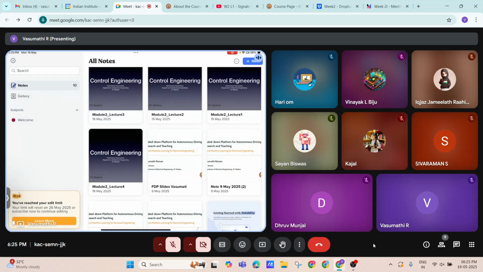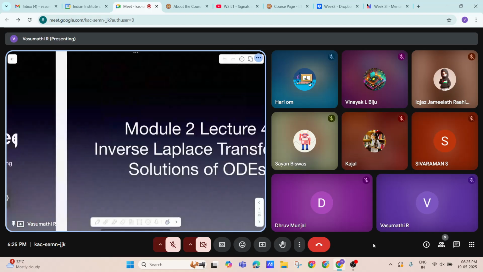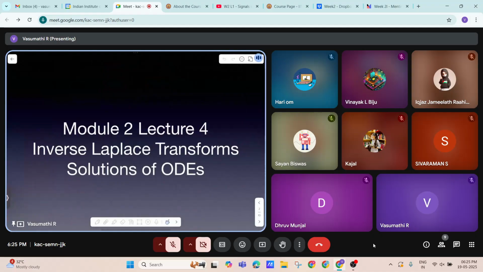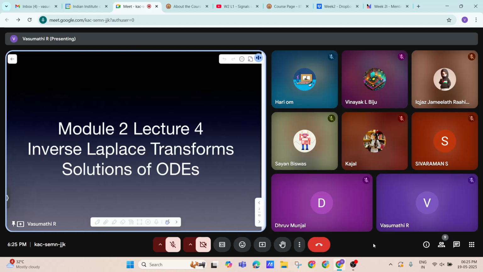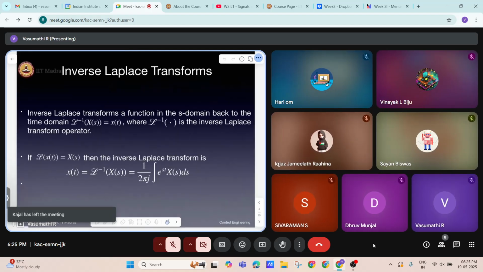In the interest of time, we will just quickly go through lecture 4. So far we have seen what the Laplace transform is. Now we are going to see what the inverse Laplace transform is, because for some signals, if you want to find the original signal back from the transformed signal, you would need this too.